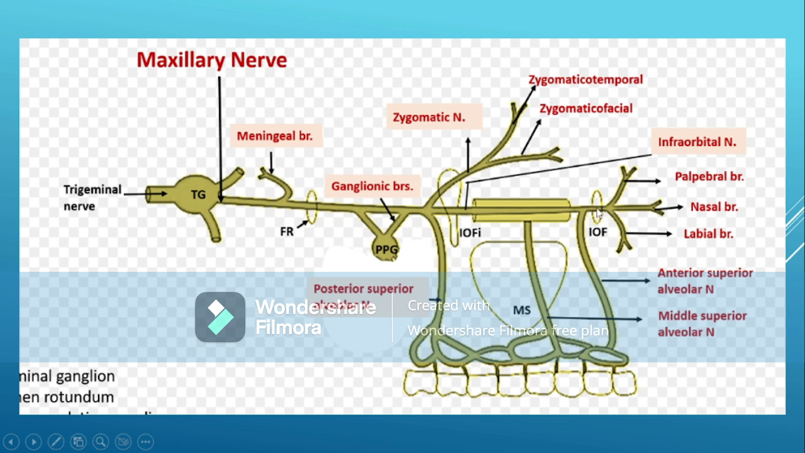Going ahead, it enters the face by the infraorbital foramen, and it gives three branches, that is the palpebral branch, nasal branch, and the labial branch. Now this is the basic maxillary nerve. Now let's see the distribution, or where it distributes.